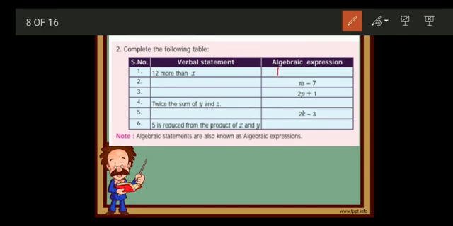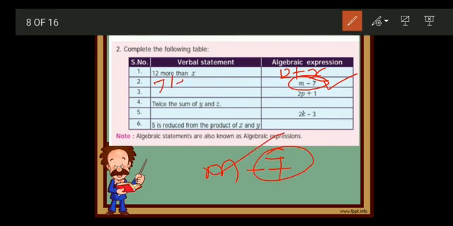Means 12 plus x. This is 12 more than x. Right. So 12 more than x will be 12 plus x or x plus 12. Okay. So see the second one, m minus 7. This is 7 less than m. So if m is there, from that m we are subtracting 7, which means 7 less than m.